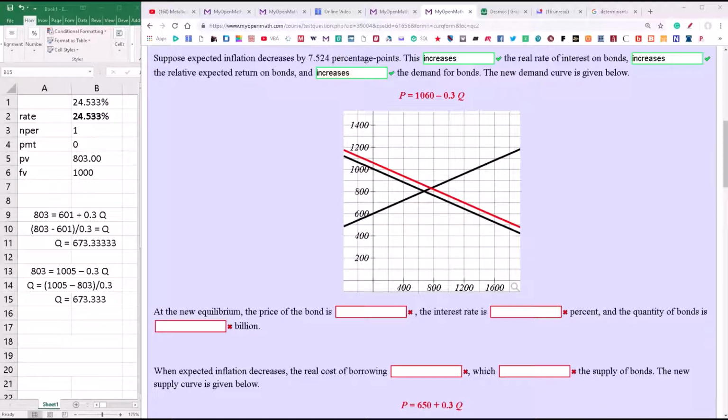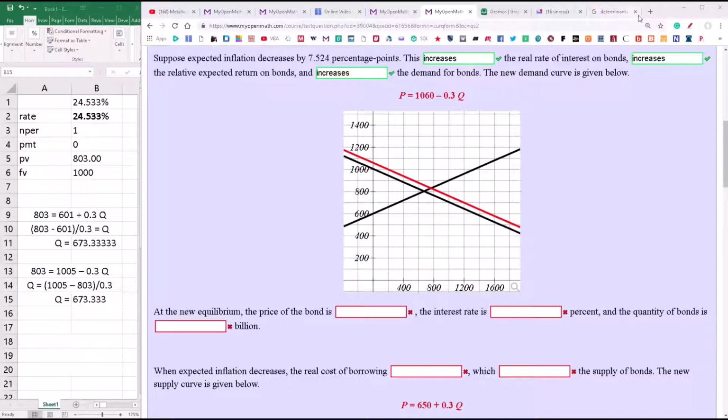And the reason why that is because the demander of bonds pays money, the price, to get loan payments, right? They're getting these coupon payments. So they're lending money out. So the demanders are lenders, and they're going to want to lend more when the real rate of interest is higher. So that's why bond demand increases for that reason. And then it also increases because they expect more of a return on these bonds. So that's why the bond demand curve shifts from black to red.